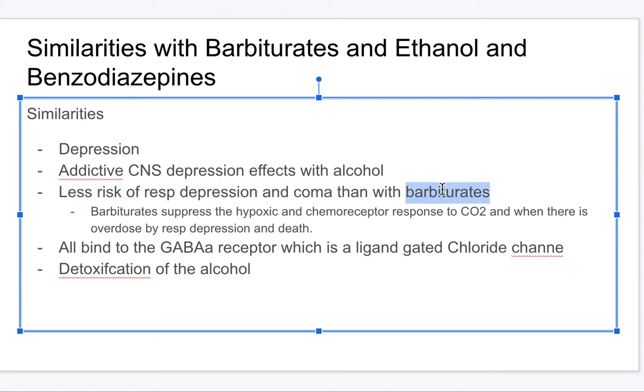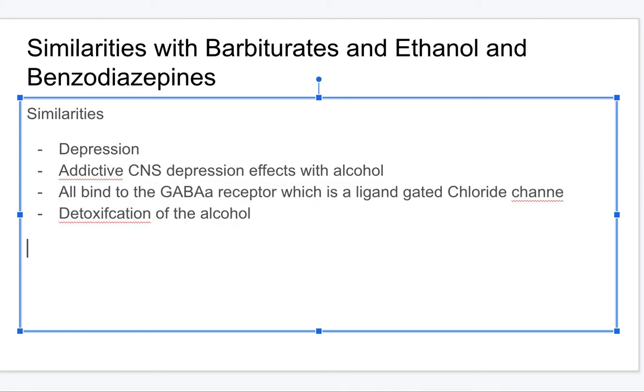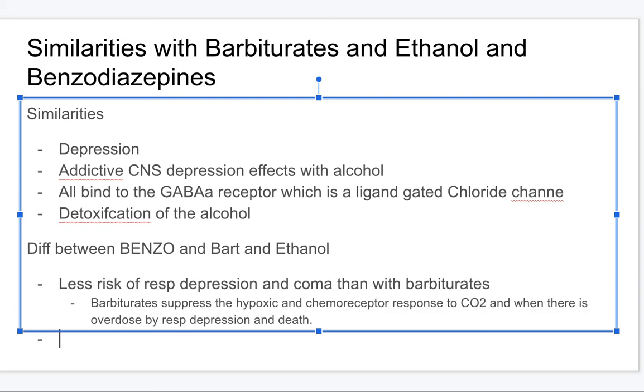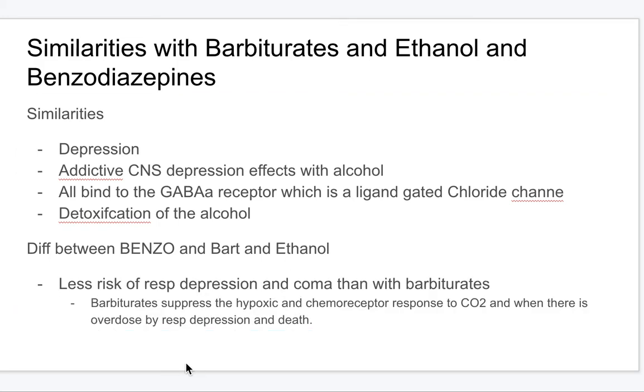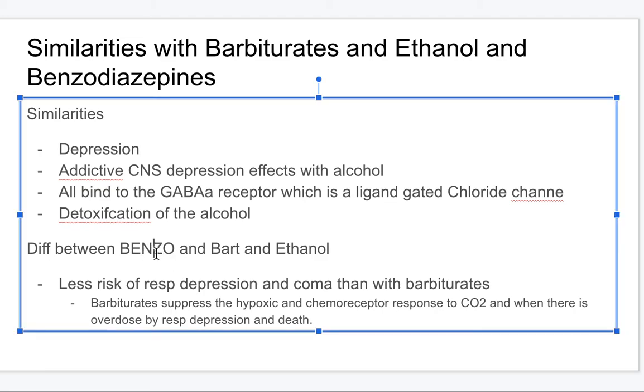What's the difference between them? I want to talk about a difference between benzos, barbiturates and ethanol. Ethanol would be less risk of respiratory depression. Barbiturates can cause respiratory depression by binding to the hypoxic chemoreceptors, and that might lead to death. Benzodiazepines won't cause you respiratory depression and coma. So that's a good thing about benzodiazepines.